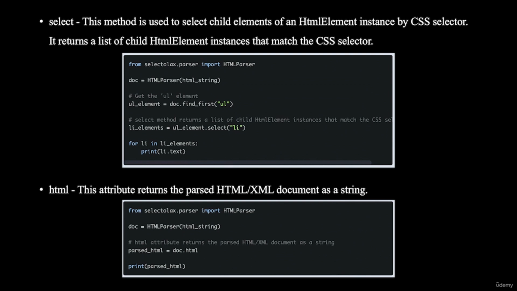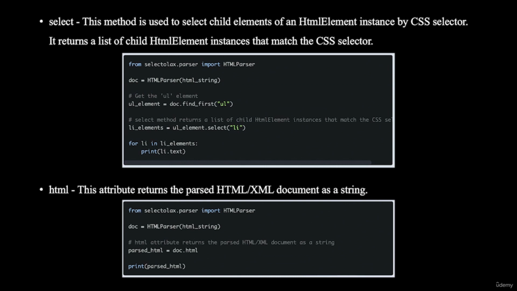And the next is the HTML attribute. Now this attribute, amongst many others, the HTML attribute, for example, returns the parsed HTML or XML document of the string, so the entire HTML document. And again, we do have examples for both, which again I'll say will be covered at the end of the presentation.